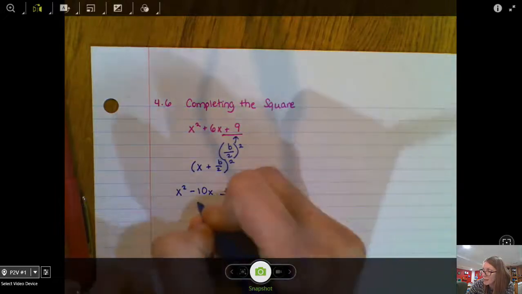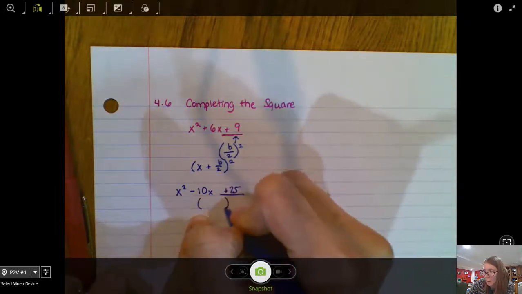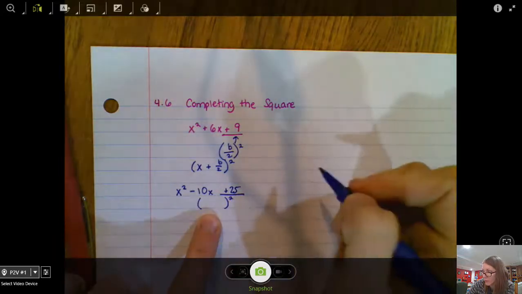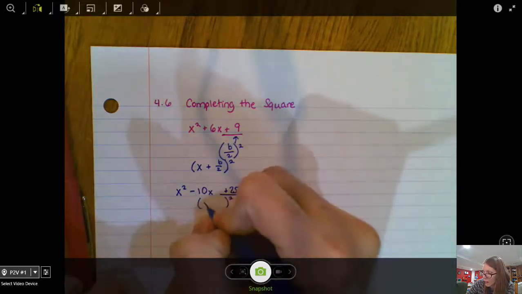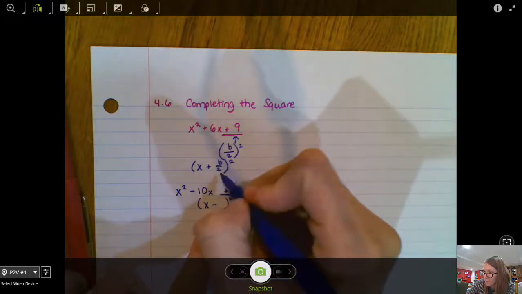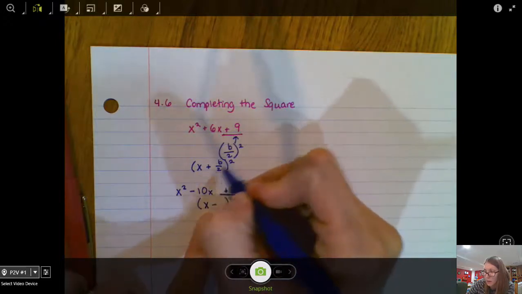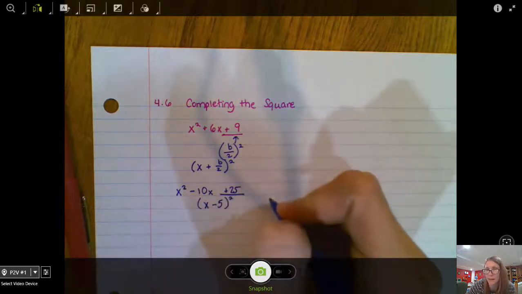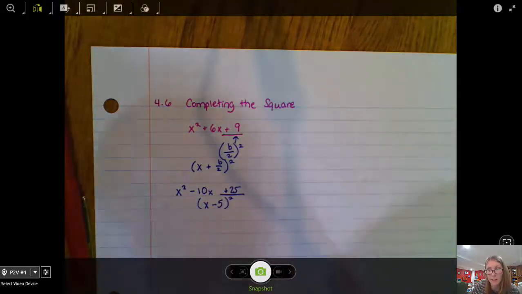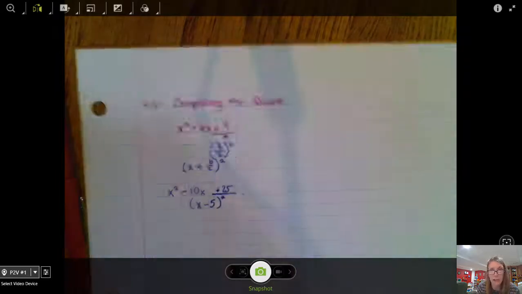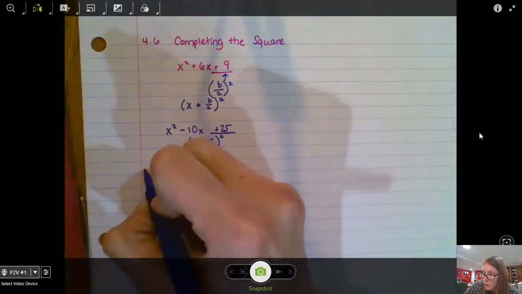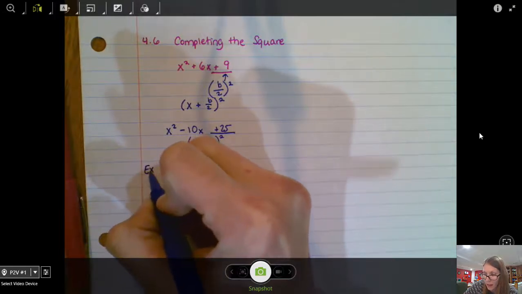And then to write this as a perfect square binomial, binomial meaning I have two terms squared, I would have x plus b divided by 2, but b divided by 2 would be negative 5. So x minus 5 squared. All right, so that's completing the square again in a nutshell. Now let's use completing the square to solve our quadratic equations.